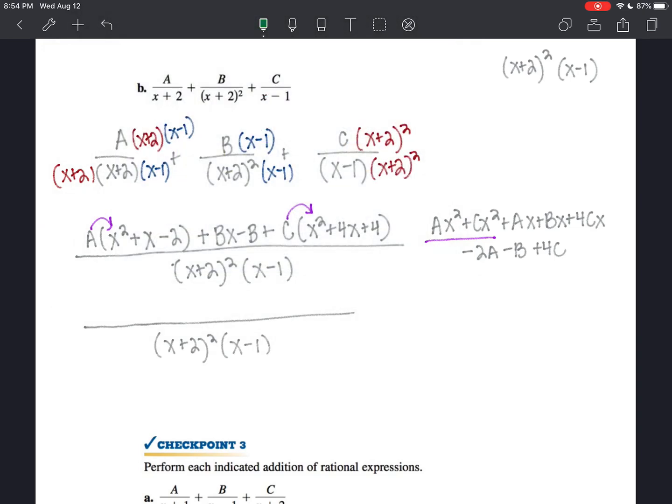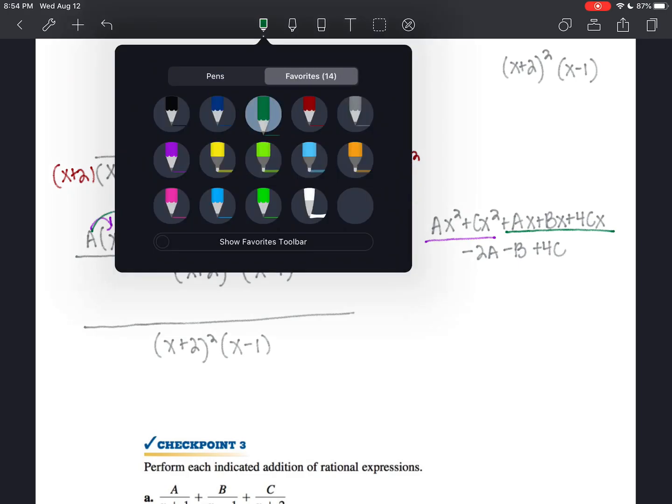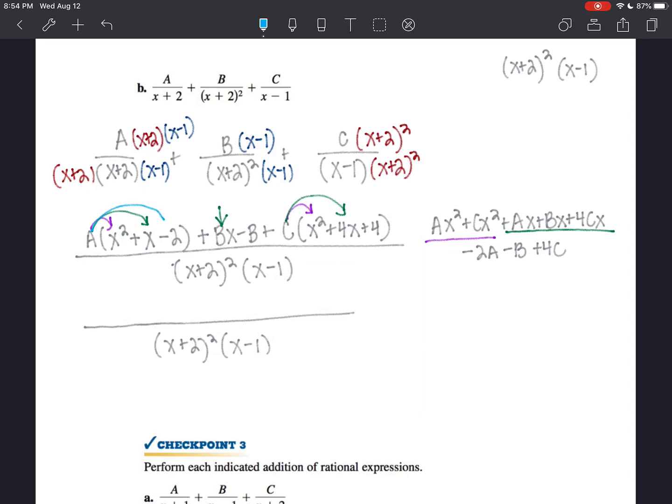Then I multiplied the linear, linear, linear. And that's how I got that. And then, we already used green, let's use this blue. Then I multiplied. I already have that linear, or that constant, negative b, and then my constant 4c. So that's how I got that. The more practice, the more you won't have to write this part off to the side.